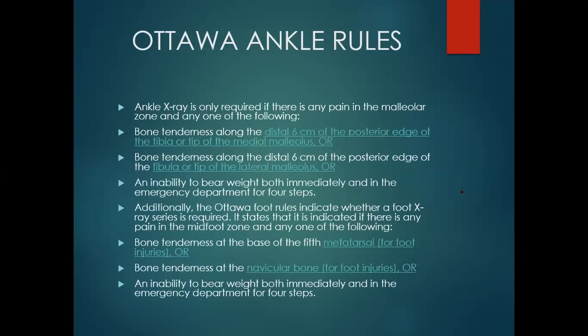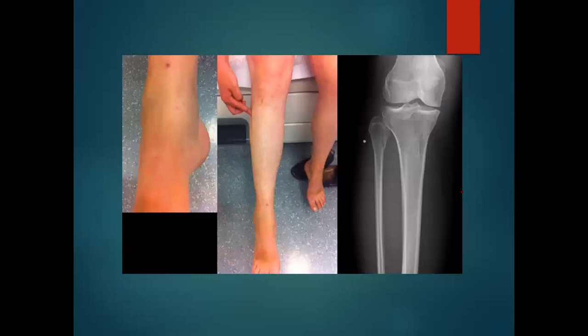These are the Ottawa ankle rules. I want you guys to be familiar with these. You should understand these. Check out some YouTube videos on the simple Ottawa ankle rules, but they're really just medial lateral malleolar tenderness, if the patient cannot bear weight, if they have tenderness over the fifth metatarsal or the navicular bone or the proximal fibula, then we should image them.